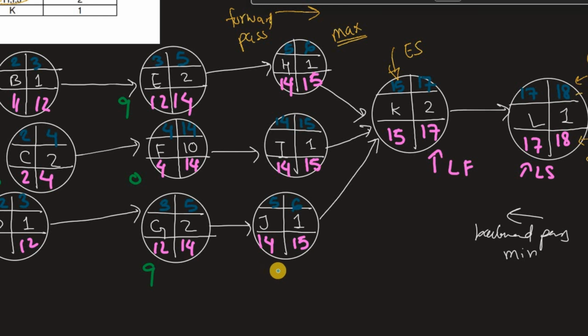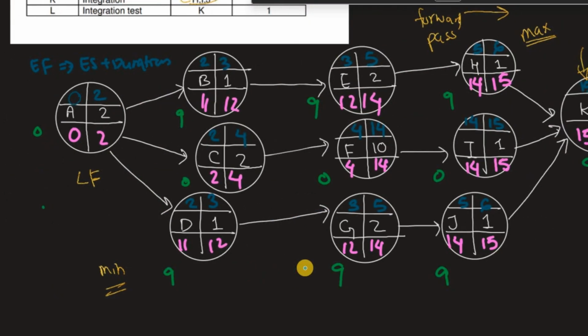So where are we? Here we have 9, 8. Oh, did I write 8? It has to be 0 because 14 minus 14. 0, 9, 0, and 0. So this completes our diagram.